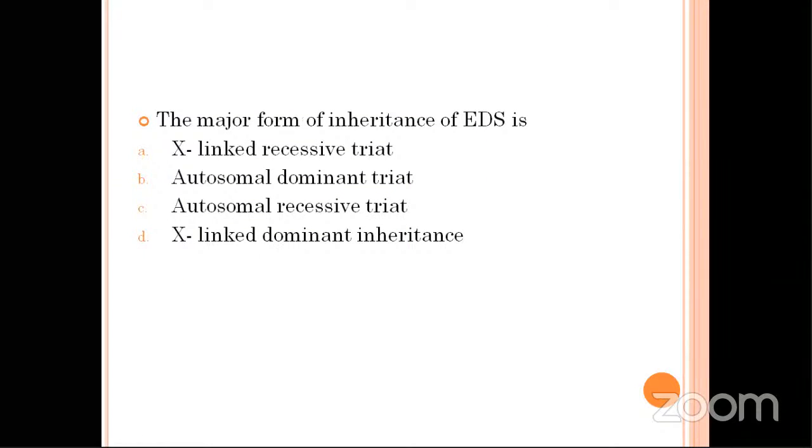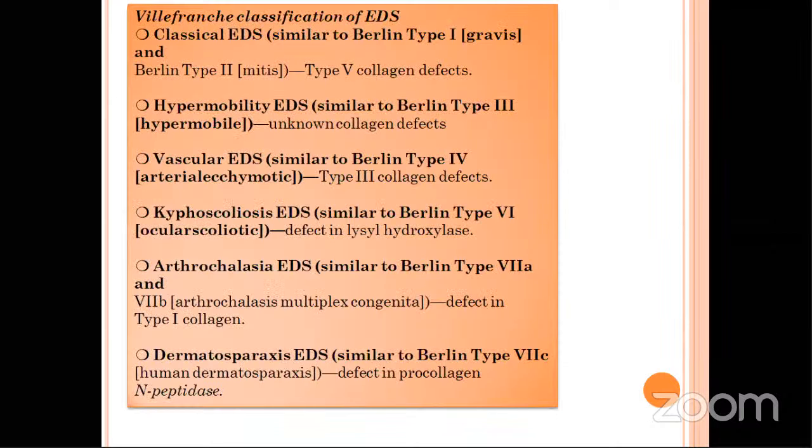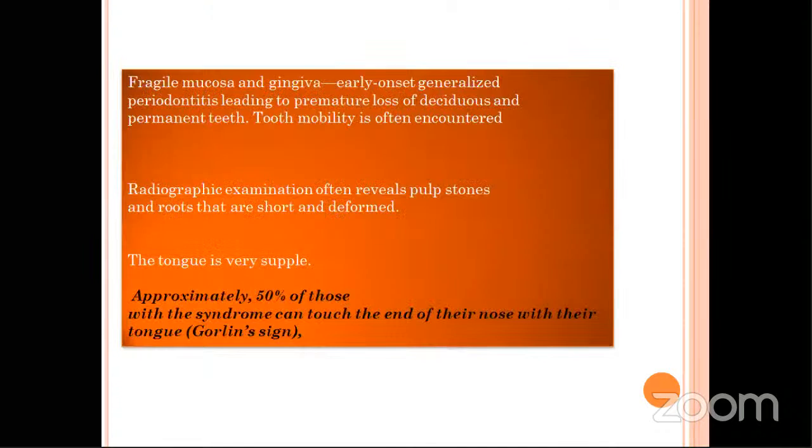The major form of inheritance of Ehlers-Danlos syndrome is autosomal dominant. Ehlers-Danlos syndrome is the rubber man syndrome, you should remember that. And the pulp stones are seen in which syndrome? It is Ehlers-Danlos syndrome. This is a repeated question which is asked. And Gorlin-Goltz syndrome, Gorlin syndrome, we have seen. With respect to Ehlers-Danlos syndrome, you should remember Gorlin's sign: 50% of patients with this syndrome can touch the tip of their nose with their tongue, which is called Gorlin's sign. So Gorlin's sign is positive with Ehlers-Danlos syndrome.